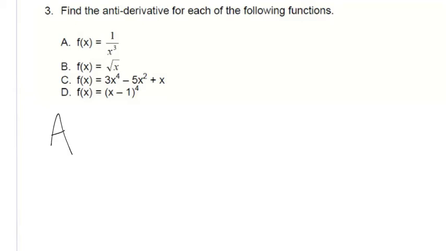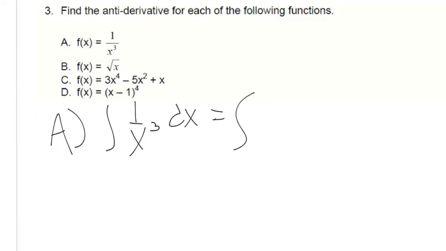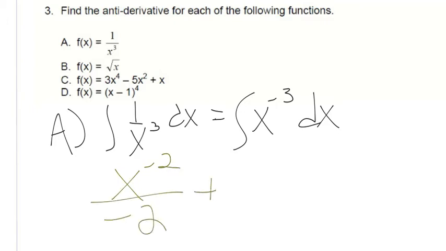So for A, to find the antiderivative, I first have to make it so that the variable is not in the denominator. Now that I have x to a power, I can add 1 to my exponent divided by the exponent plus c.